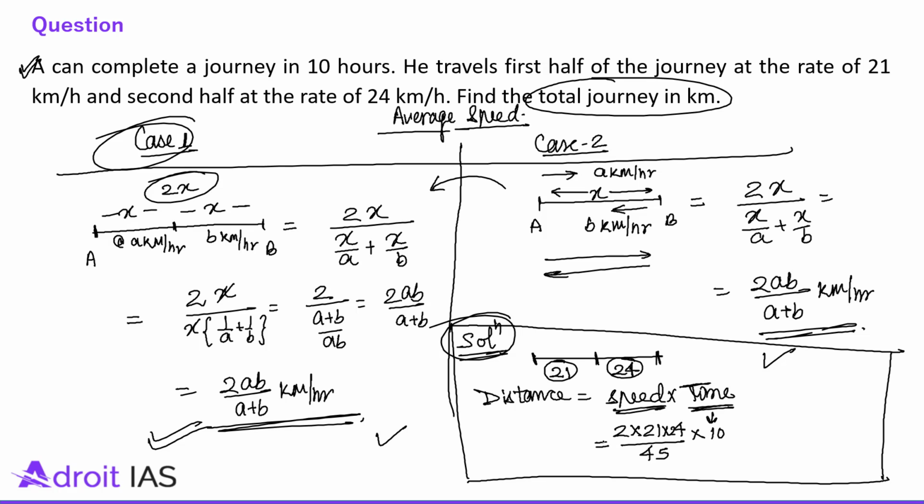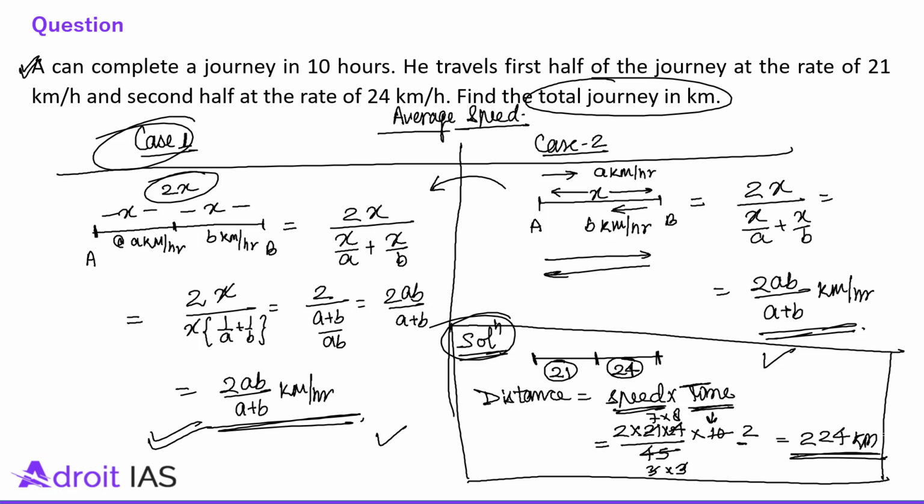Fine. So now let's find the total distance covered. So 45 can be cancelled with 3, or you can say it can be cancelled with 5 into 2 and 5 into 9. So 9 can be written as 3 into 3. Why am I writing it as 3 into 3? Because 3 can be cancelled with 21 and 24 also. So here this is 7 and here this is 8. So 7 into 8 is 56. 56 into 2 is 112. 112 into 2 is what? 224.